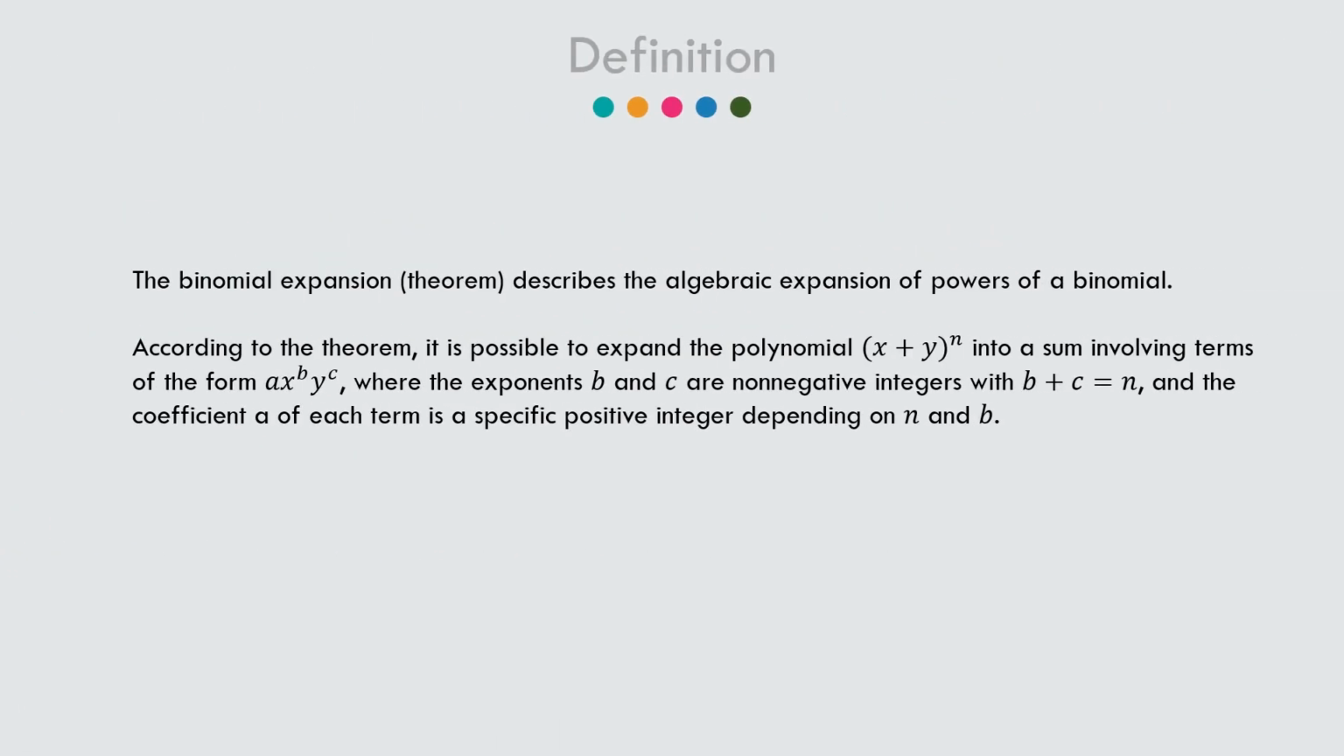The binomial expansion describes the algebraic expansion of powers of a binomial. According to the theorem, it is possible to expand the polynomial (x plus y) to the n into a sum involving terms of the form a x to the power of b multiplied by y to the power of c, where the exponents b and c are non-negative integers, with b plus c equals n, and the coefficient a of each term is a specific positive integer depending on n and b.